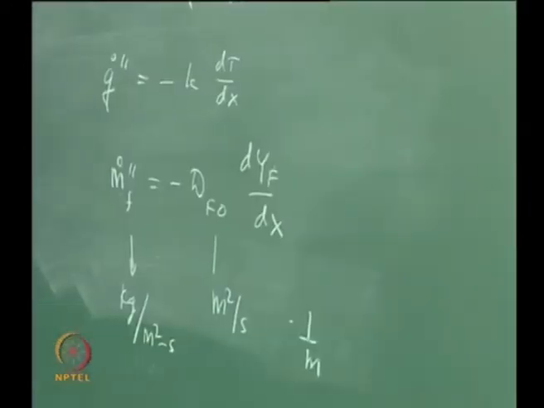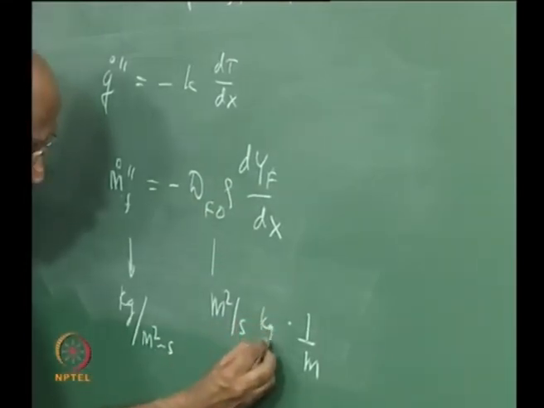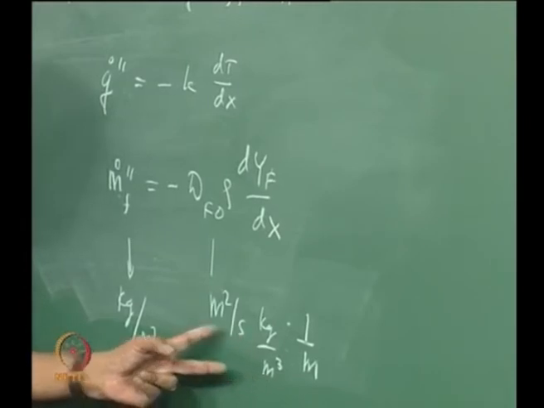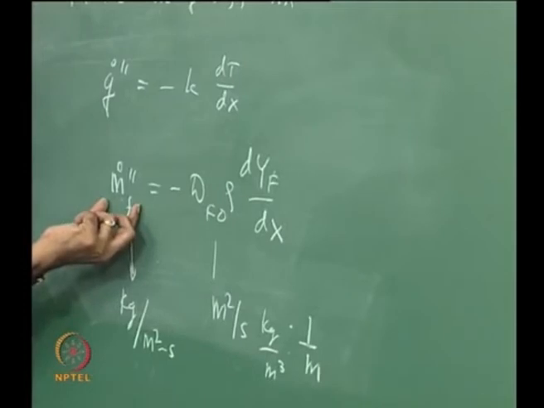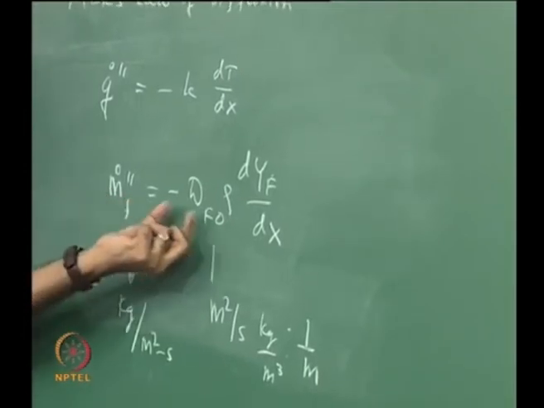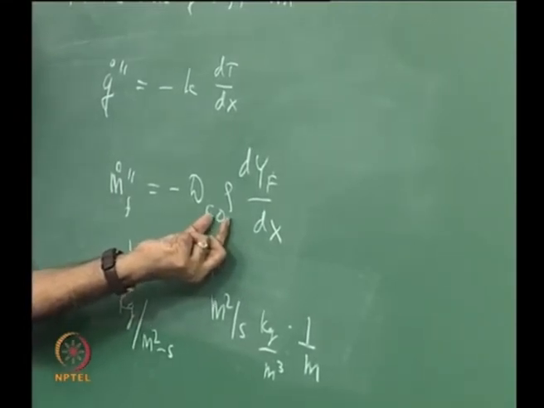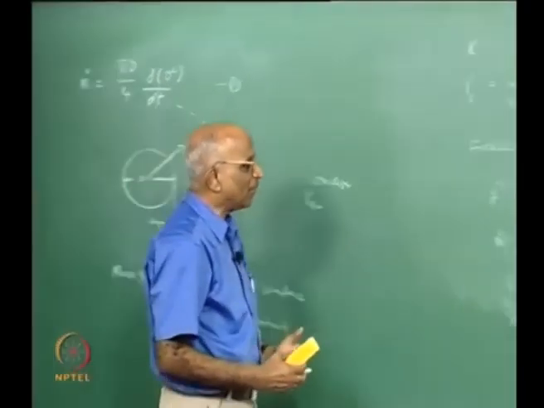And therefore, if I have to have the same units, I must multiply it by the density, which has units of kilogram per meter cube. And therefore, I get kilogram per meter square second over here. Therefore, in terms of concentration, Fick's law of diffusion says mass flux at any distance is equal to the diffusion coefficient of the particular substance in the medium multiplied by the density of the medium at that particular point, divided by this. This is Fick's law. I have to use this law because I want to find out the rate at which it is going. Therefore, let us now write out the equation.